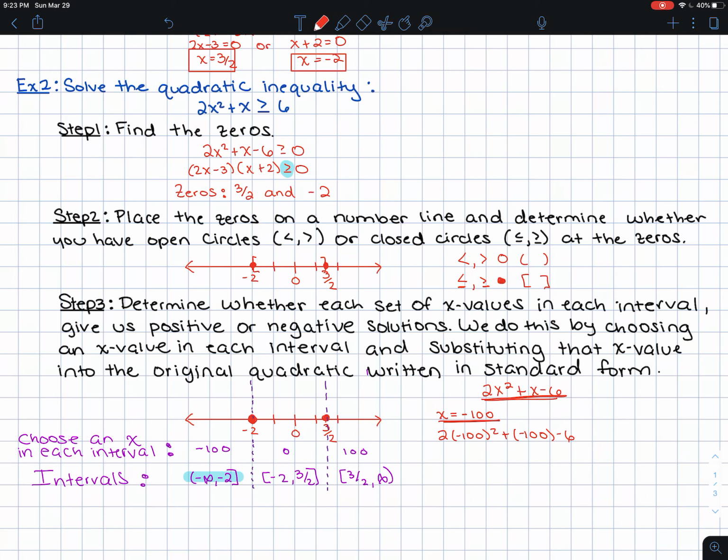Now, the bigger the numbers that I choose, the faster it is for me to calculate that. So, for example, negative 100 squared times 2 gives me a big positive number, right? So the negative 100 minus 6 is not going to make a big difference. So I know that my answer is positive.